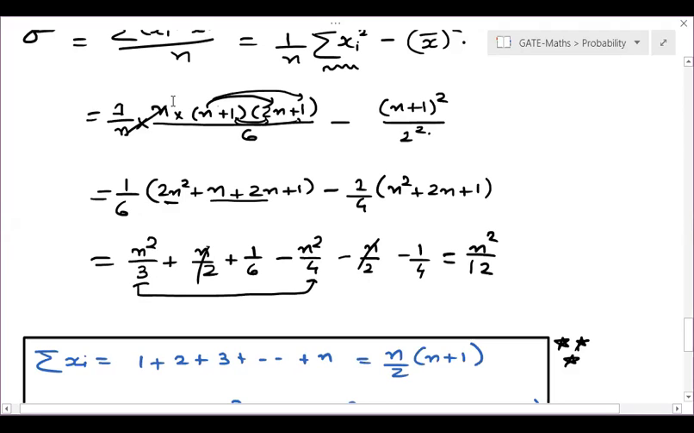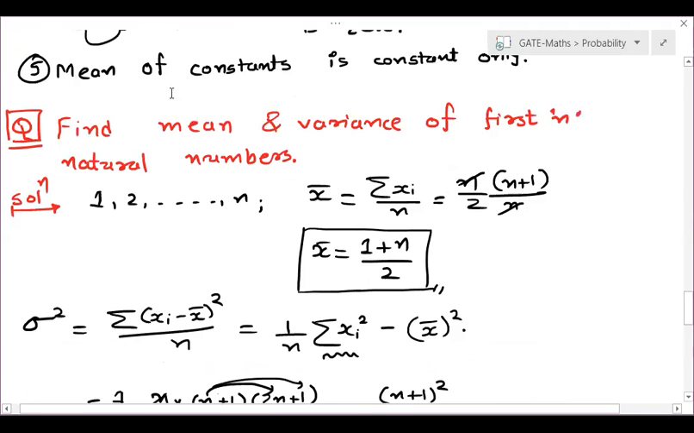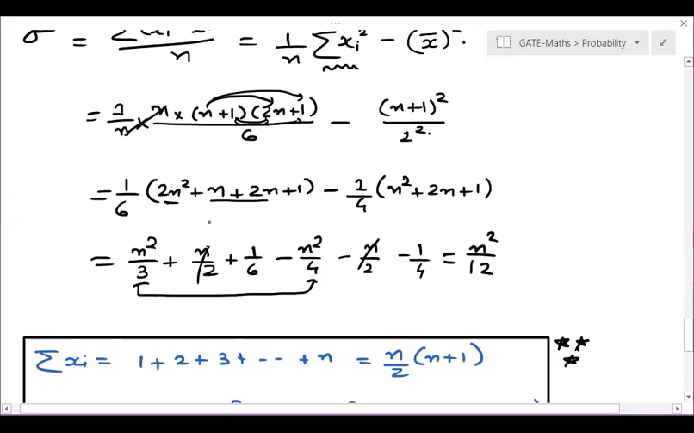This is your ungroup because we have to take first n natural numbers, right? So we are having only data 1 to n. We are not having any frequency. So group data means we should have any frequency. Here we are not having any frequency. So that's why it is your ungroup data. Okay. So always identify this first.